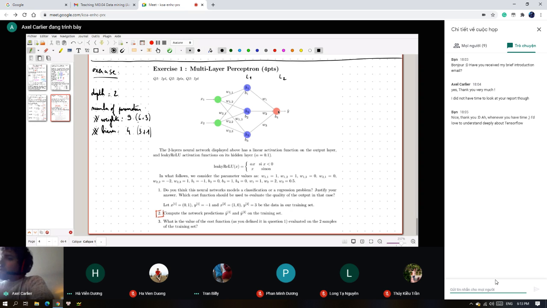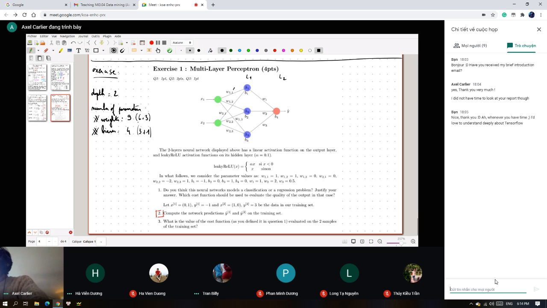Perfect. So when we will be training a neural network, later in this class today, we will see how we can find optimal values for these parameters. This is the goal of the training process. But right now in this exercise, we just assume that we have some parameter values, so they are given here.